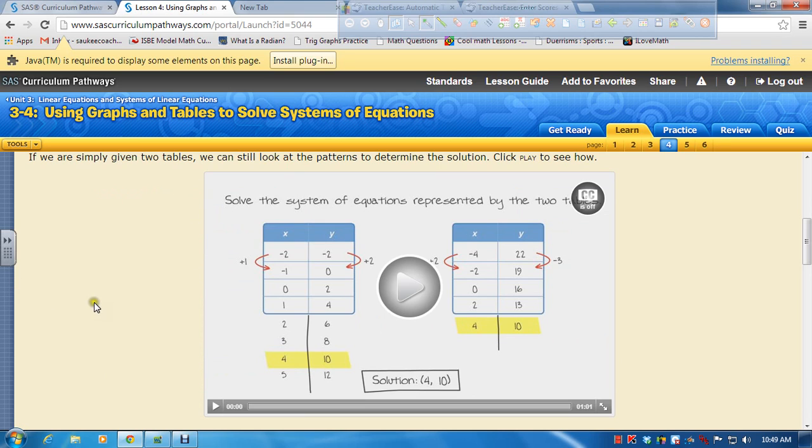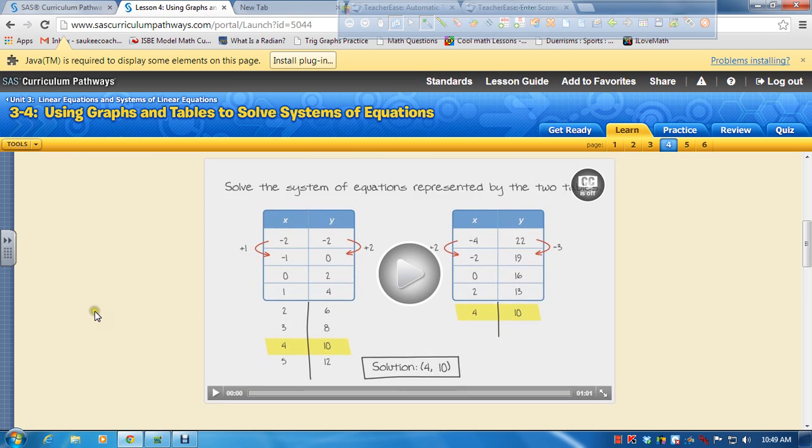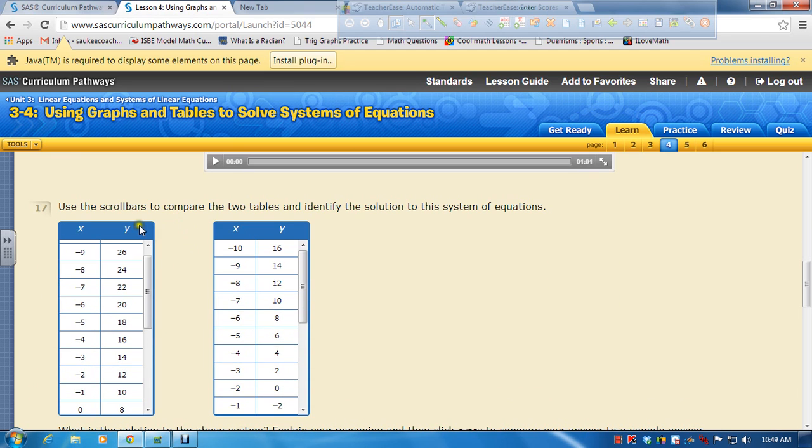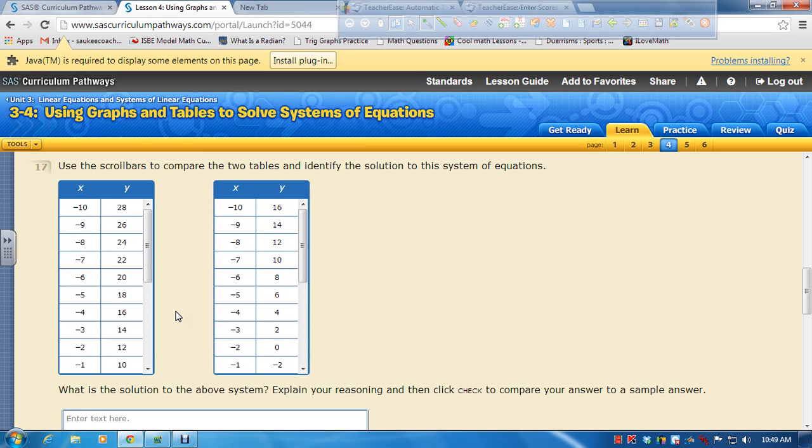Okay. So we see kind of how to do that too. The answer might not always be obvious. We might actually have to extend that table in order to find the ordered pairs that work. So when we use these scroll bars here I've got a problem. We would use those to find the solution. I don't know that I see anything right away.